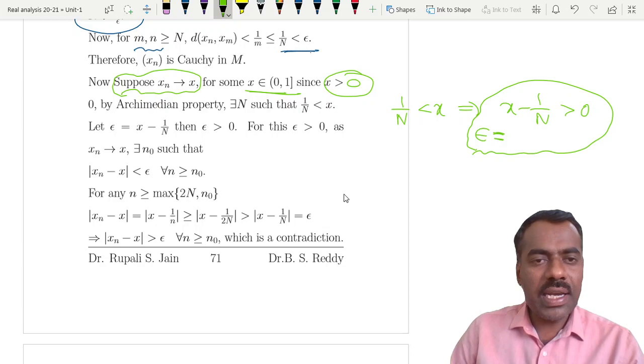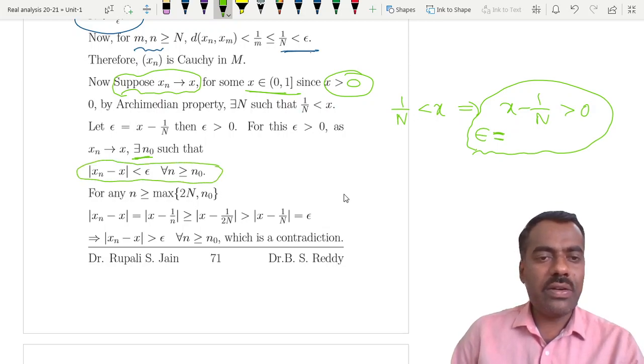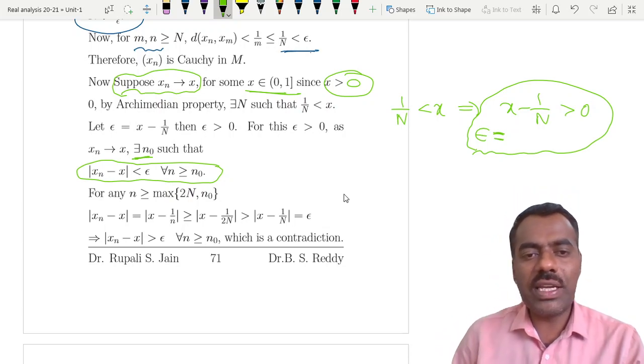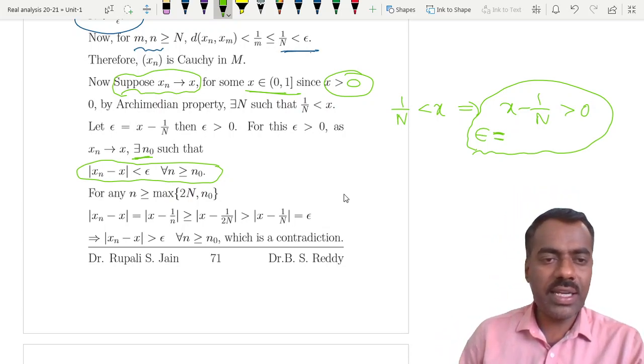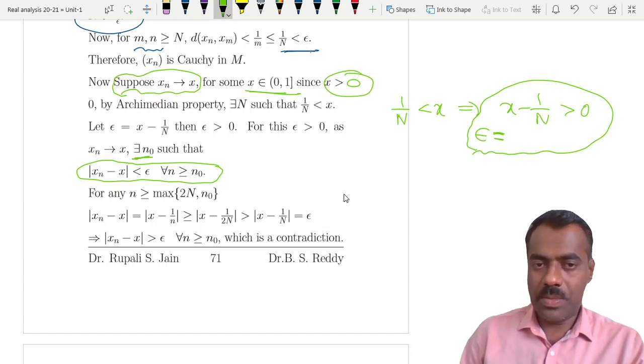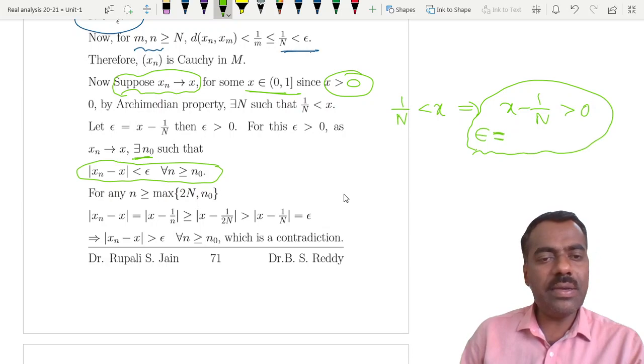So for this epsilon, as xn converges to x, there exists some stage n naught such that mod xn minus x is less than epsilon for all n greater than or equal to n naught, right? But we find some n bigger than n naught, and for that n we show that it is wrong. So what we are taking, you take n which is the maximum of 2n and n naught, or anything bigger than that.